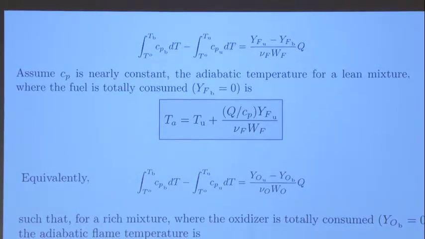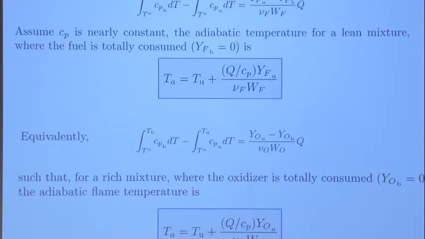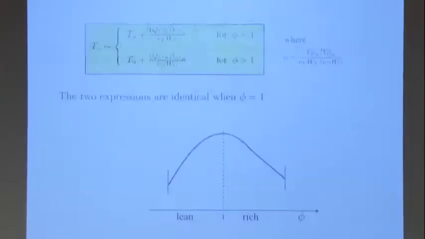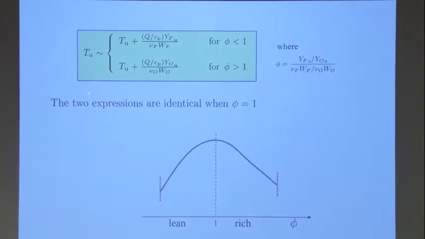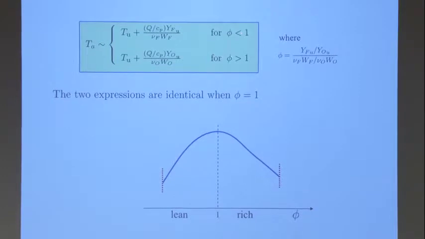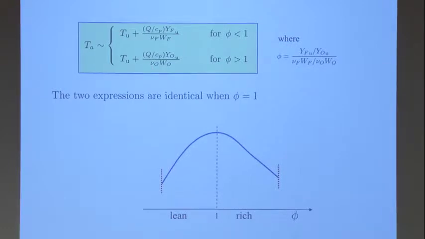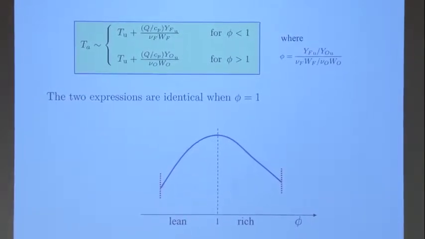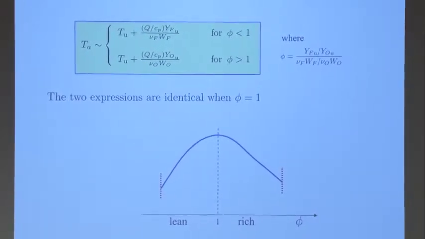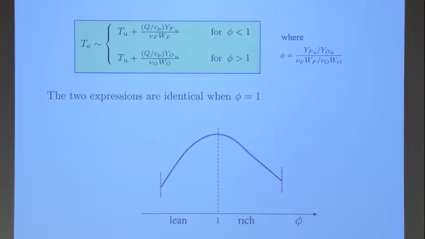Okay. And what if you are at stoichiometry? Clearly, those two expressions are identical, as they should be. Okay, so in general, this is the expression for the adiabatic flame temperature for lean and rich. I wrote here a symbol that says it's approximate in the sense that, of course, CP is constant and so on. But otherwise you can think of this as equal to.